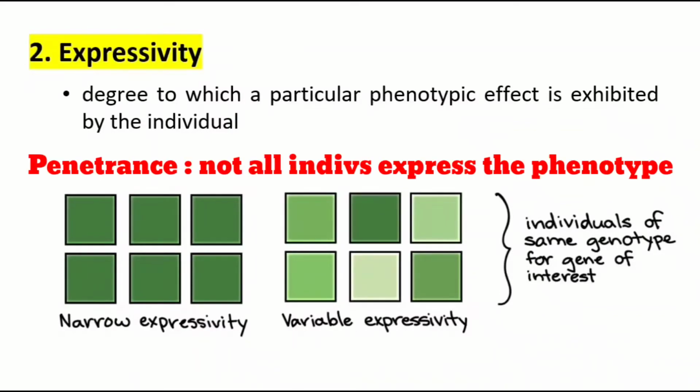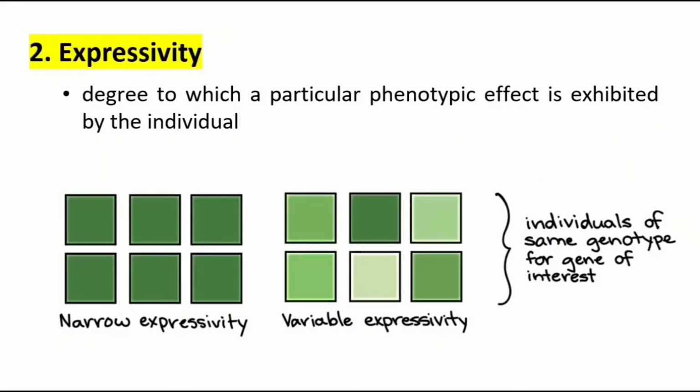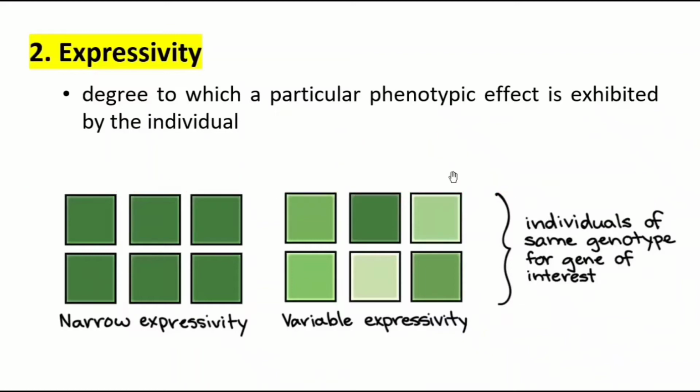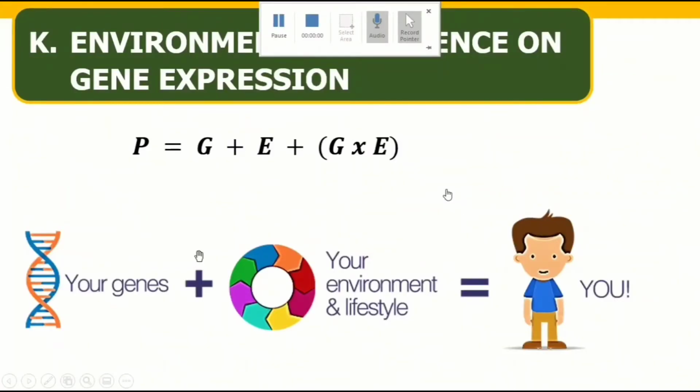Sa penetrance, hindi lahat ng population ay ina-express or pinapakita yung expected phenotype. Yun yung incomplete penetrance. Ang difference nila sa variable expressivity ay na-express yung phenotype. Lahat na sa population. Lahat ng individuals sa population in-express yung phenotype, but to a different degree. Okay? So I hope that is clear for penetrance and expressivity.